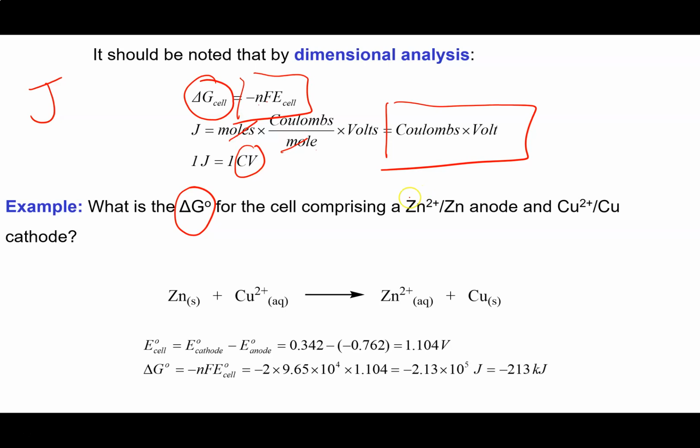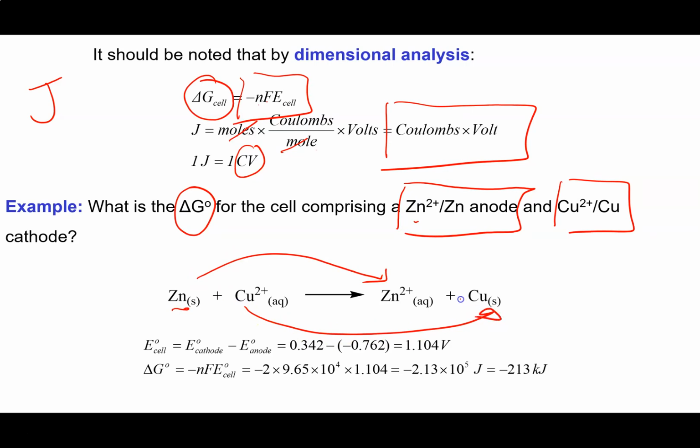In this case, we're going to look at a cell that's familiar to us. It's a cell where we've got a Zn2+|Zn anode and a Cu2+|Cu cathode. The solid zinc gets oxidized to Zn2+, and the Cu2+ gets reduced to copper. If we want to calculate the standard cell potential, we take the standard reduction potential of our cathode, the Cu2+|Cu pair, minus the standard reduction potential of our anode, the Zn2+|Zn pair. When we do that, we get a standard cell potential of 1.104 volts.